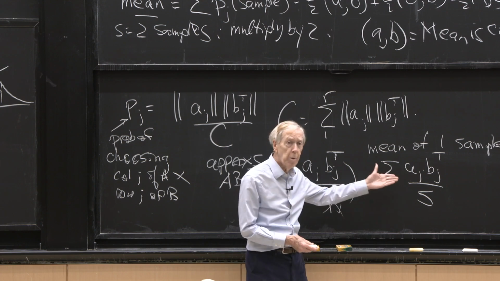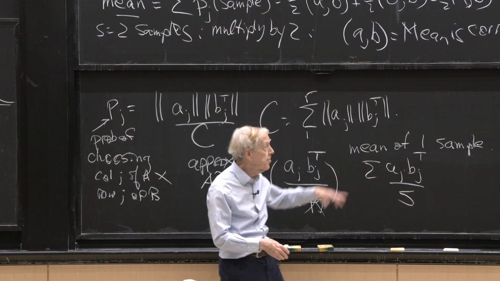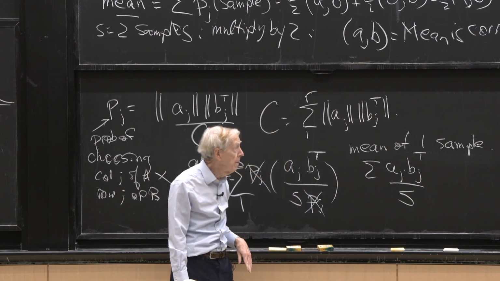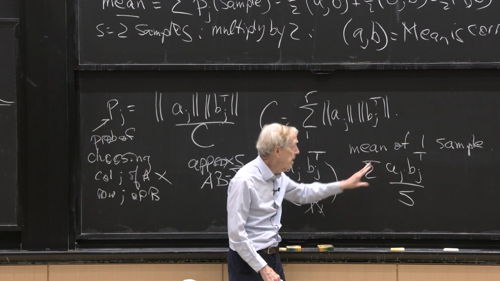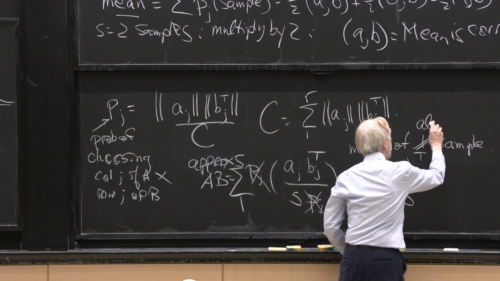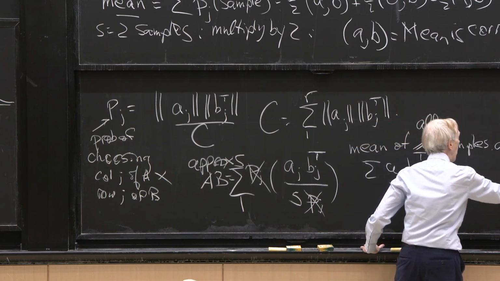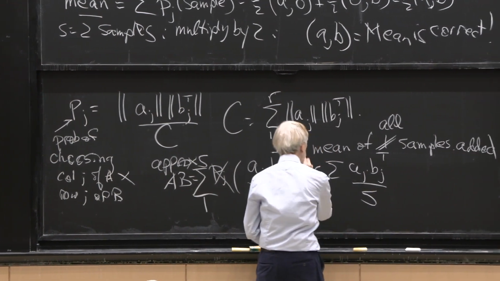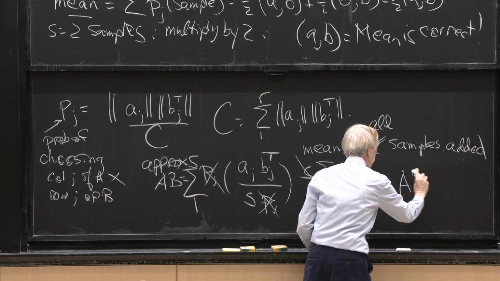Well, multiply by s, because it was the same mean. Every sample had the same mean, just as it did in our little practice example. So that's the mean of one sample. So the mean of all samples added together multiplies this by s. The s's cancel, and I get AB.